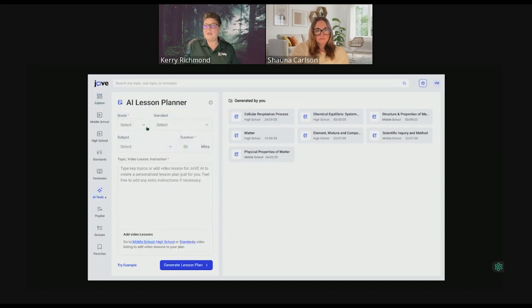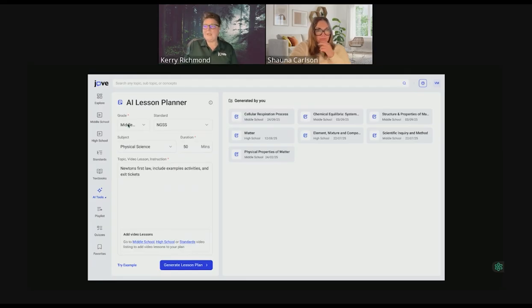So we're going to generate a lesson plan for middle school. We're going to align it to NGSS. For physical science, we want it to be approximately 50 minutes, and we want it to be on Newton's first law to include example activities and exit tickets. So we're going to click Generate Lesson Plan, and immediately there it is.